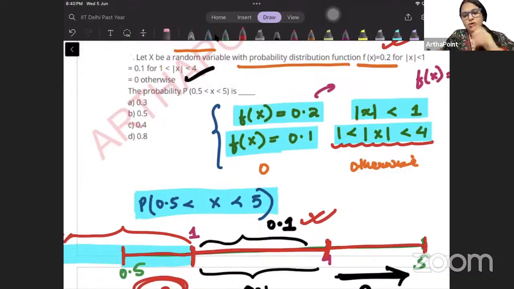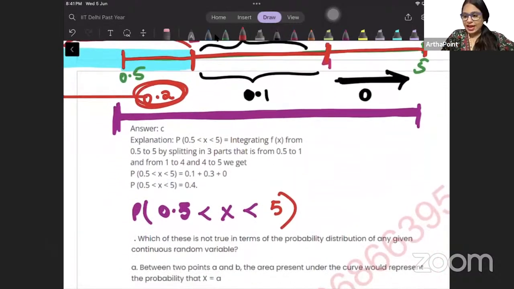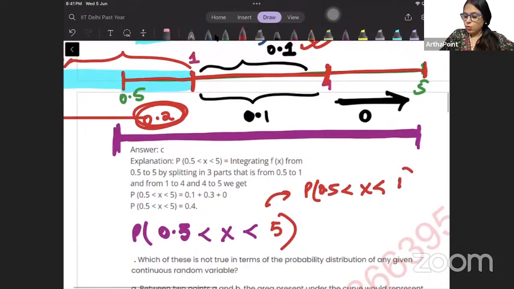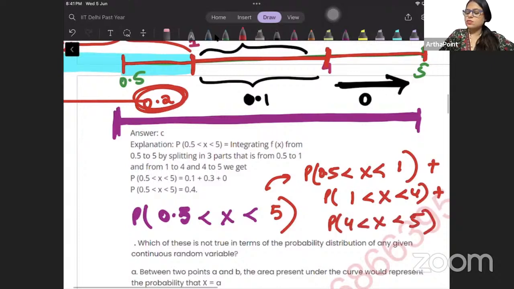Am I clear? This is a very, very important question from an exam point of view. Beta, it is very important. Such questions can be asked in the exam. So what we can do, therefore, is add these probabilities together. I will say this is the probability that X is between 0.5 to 1, plus the probability that X is between 1 to 4, plus the probability that X is between 4 to 5. And once you have done this, you can just put these values, add them together and get the answer to this question.